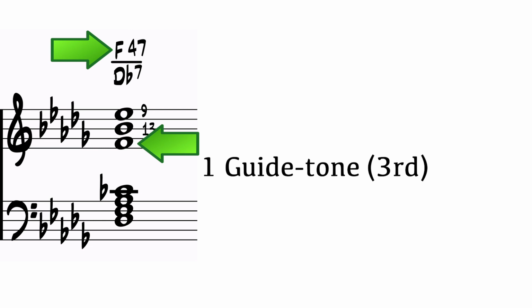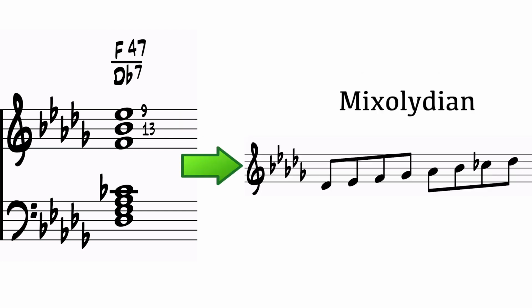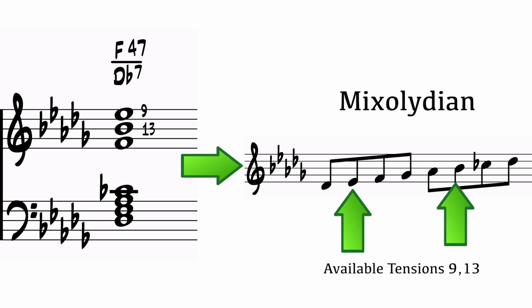This quartal on the third degree of a dominant 7 chord contains one guide tone, the third, and two tensions, the 9th and the 13th, which implies the Mixolydian scale. In fact, it uses all available tensions on a dominant 7th Mixolydian pairing. That's why it's a very effective upper structure to use on a major blues progression or any dominant 7th that pairs well with the Mixolydian scale.